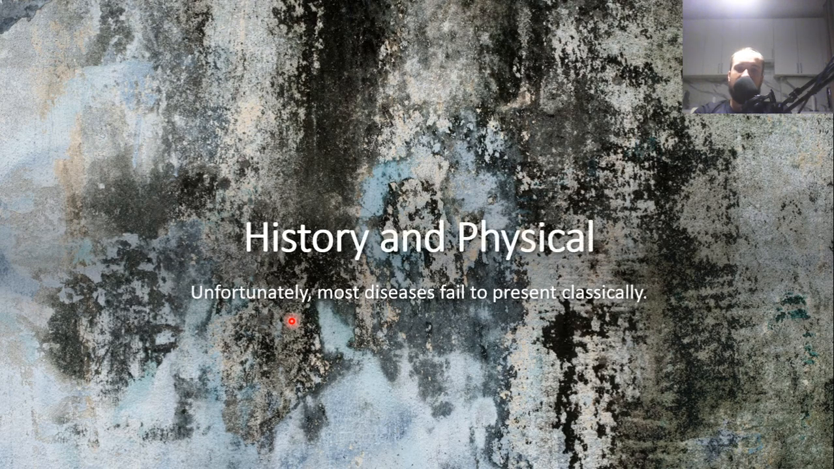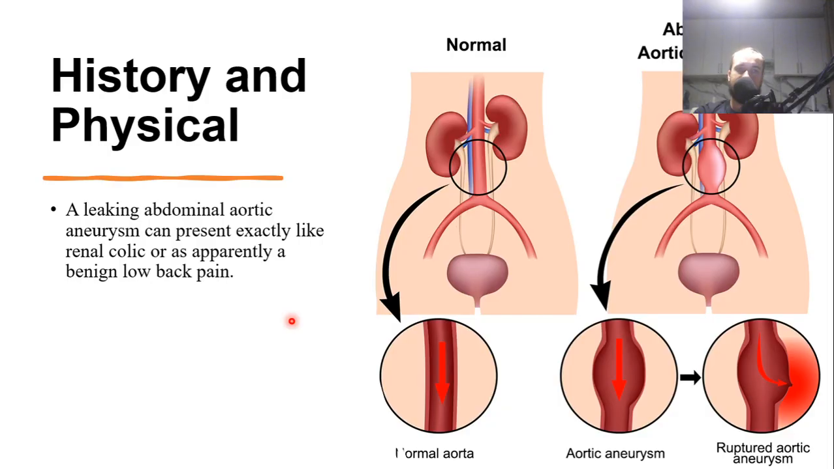Unfortunately, most diseases fail to present classically. A leaking abdominal aortic aneurysm can present exactly like renal colic or as apparently benign low back pain.